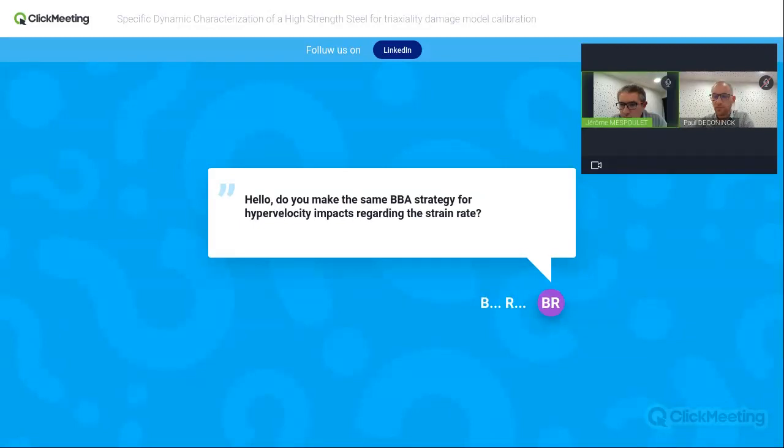Okay, we have another question. Do you make the same BBA strategy for hypervelocity impact regarding strong weight? Oh, this is a huge question. Until now, we don't have a huge study using BBA in hypervelocity.